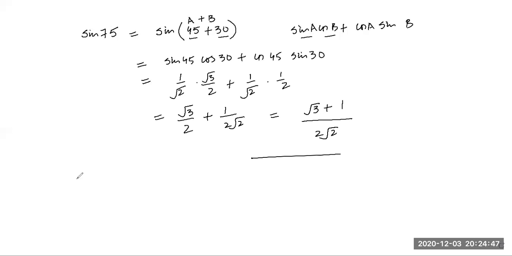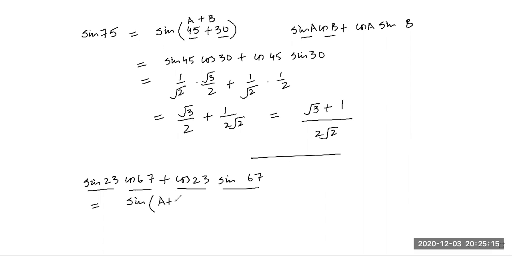Very good. Similarly, we can do the other one also. What he says, sine 23 cos 67 plus cos 23 sine 67. So this is sine A cos B plus cos A sine B. So this is equal to sine of A plus B, which is sine of 23 plus 67. So this is equal to sine 90, that is equal to 1.